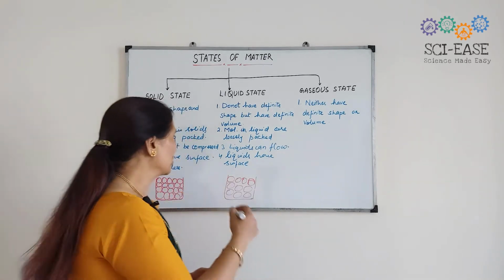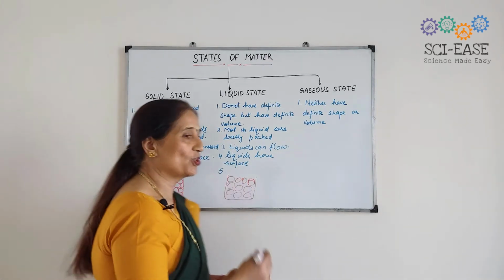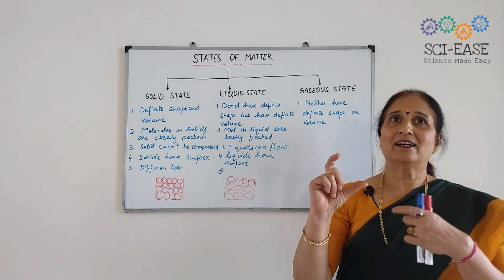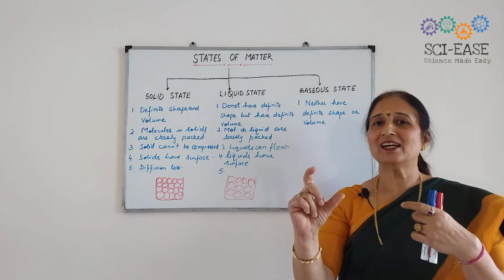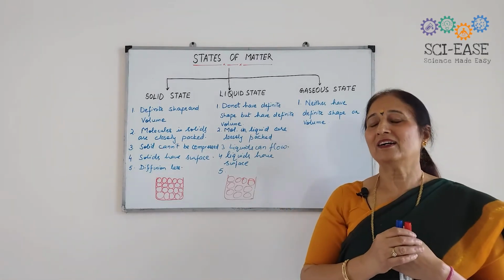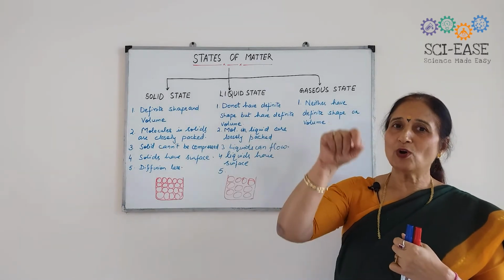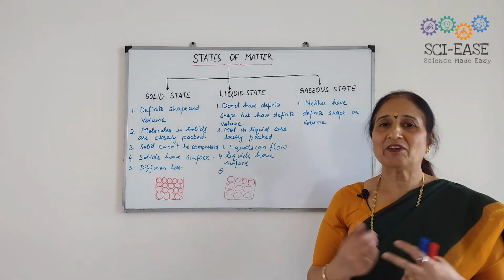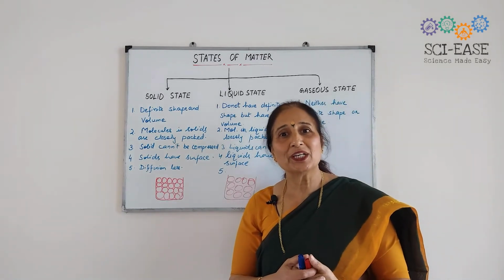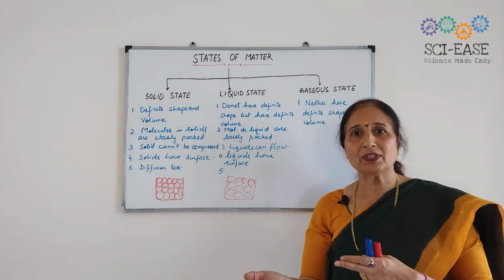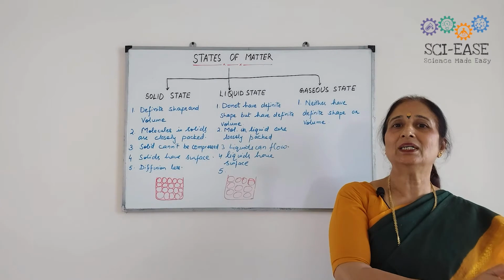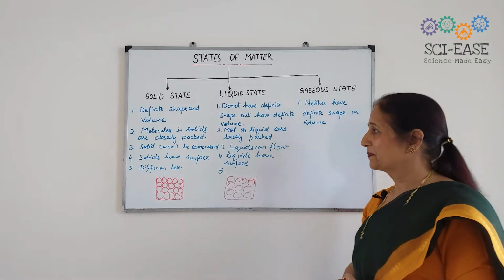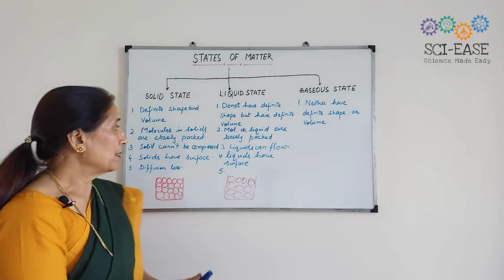Now, what about diffusion? Diffusion is there in the case of liquids. We take two liquids, like Rooh Afza and milk. Put Rooh Afza in the milk, and after some time you will see that the whole milk will become pink. Why? Due to diffusion. What is diffusion? Movement of particles from a higher concentration to a lower concentration. So here diffusion is there. So liquids can be diffused.